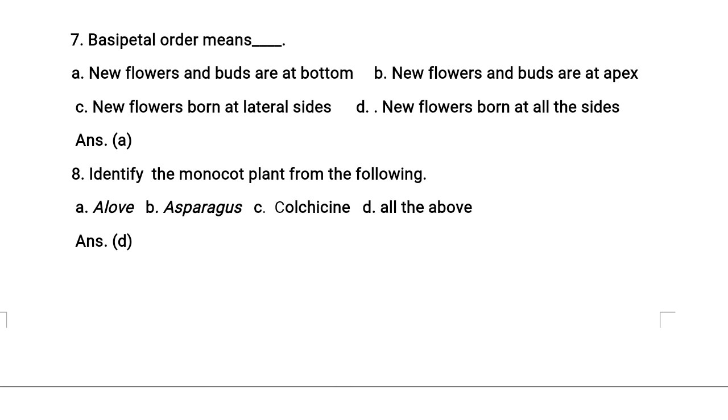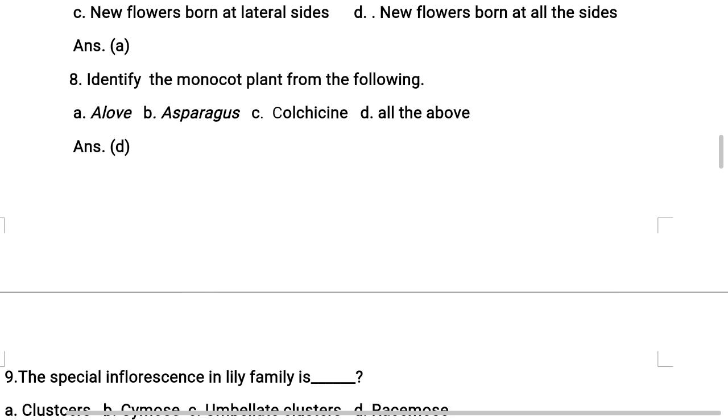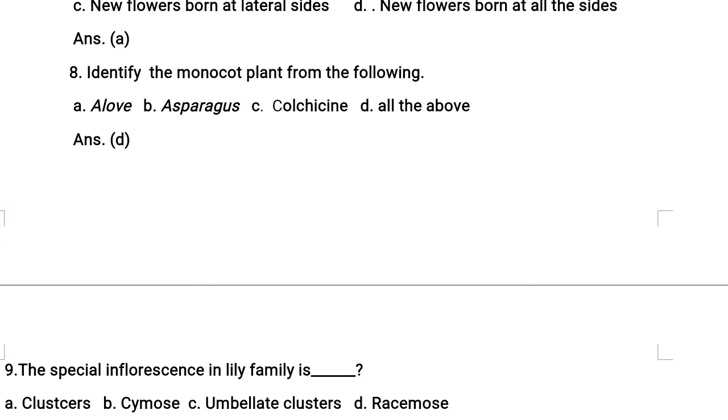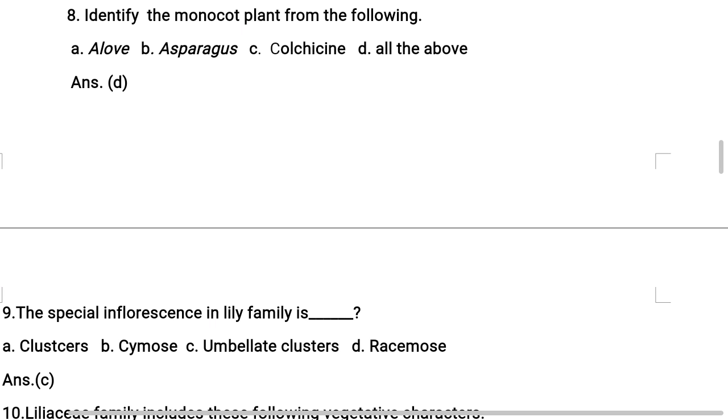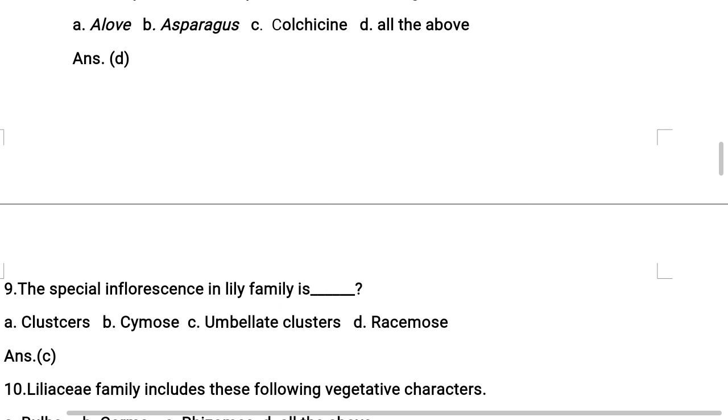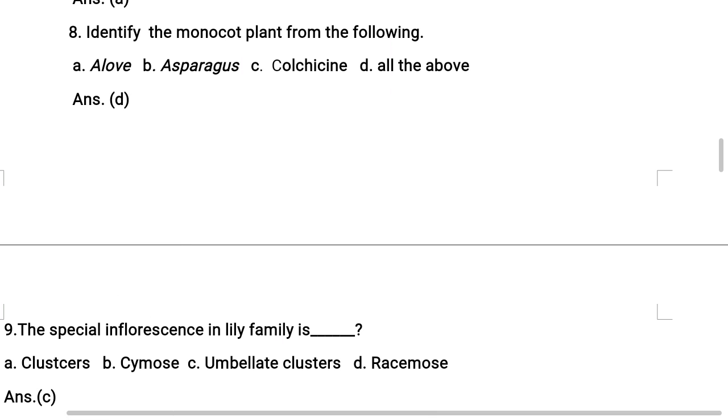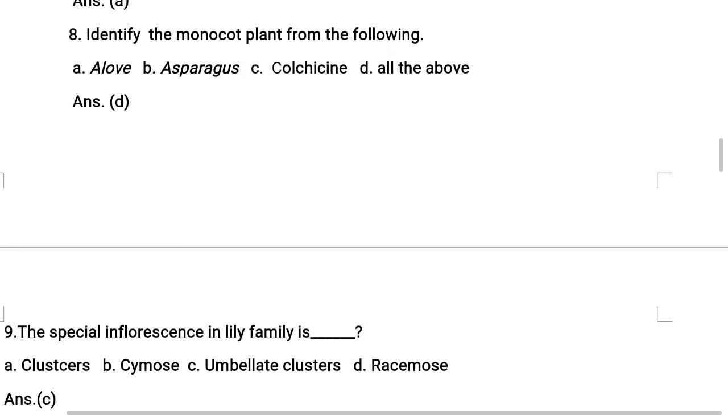Identify the monocot plant from the following. So in the ABC options, they have given some plants. We need to identify which is monocot. It is very interesting question and logical question. See the options very carefully. There is a chance for confusion. Option A, aloe. Option B, asparagus. Option C, colchicine. So in this we need to identify which is a monocot plant.